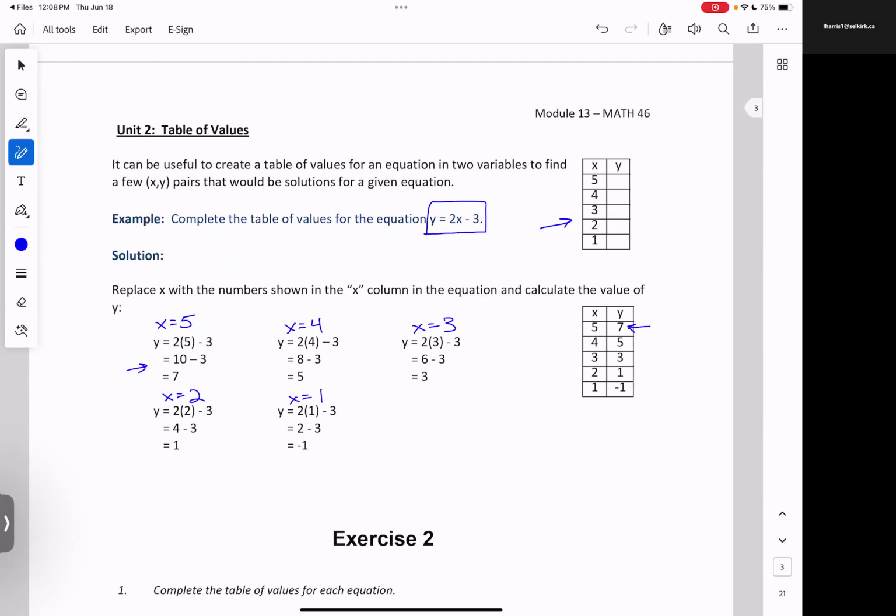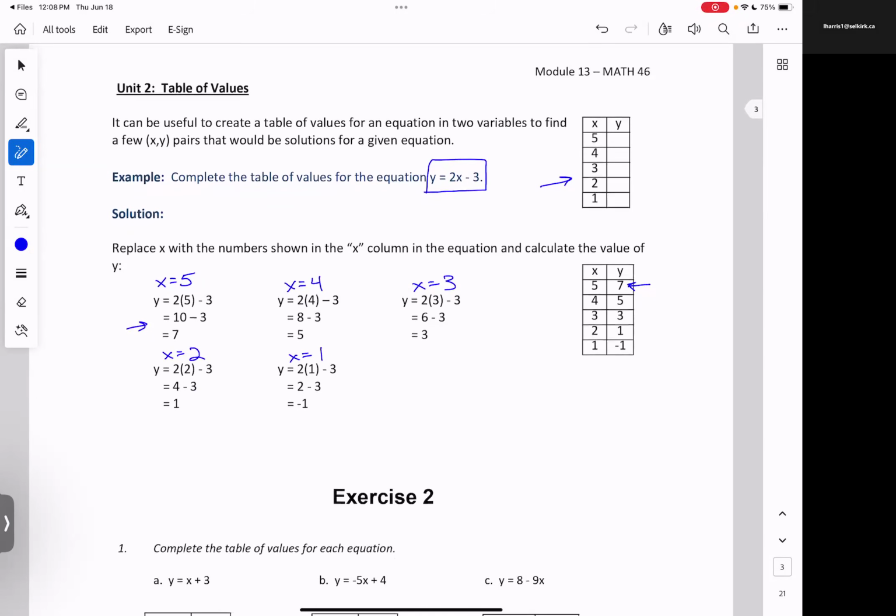And that allows them to create this table of values, which, like I said, we'll be using in a further unit to then graph a linear equation. So pause the video and give the exercises that follow a try, and then come on back and we can do them together.